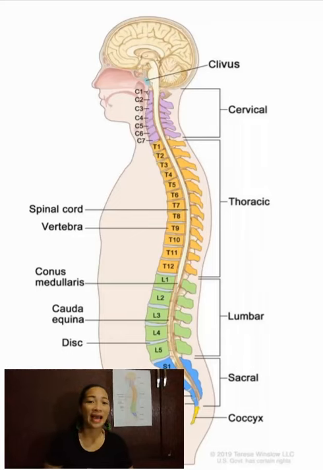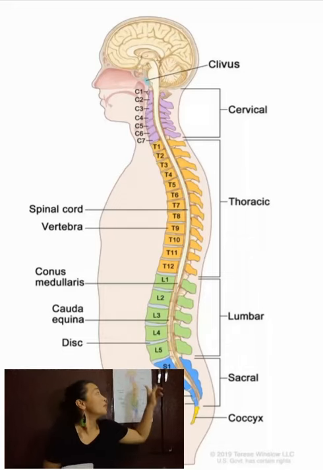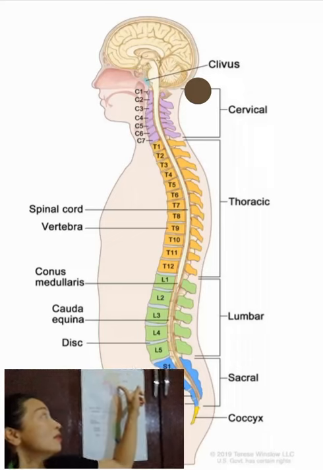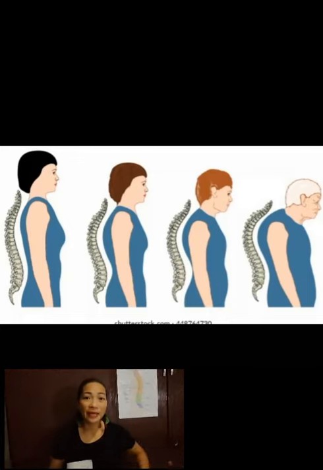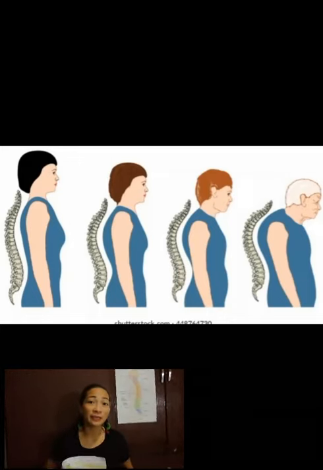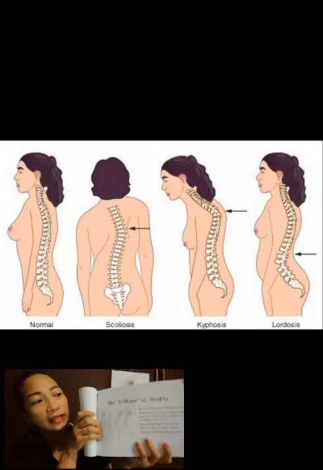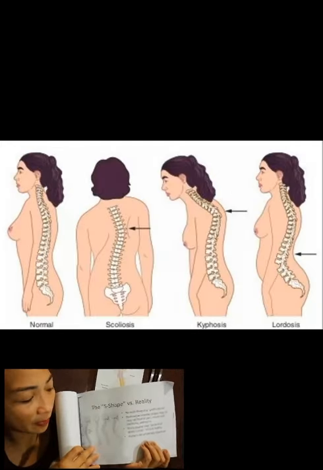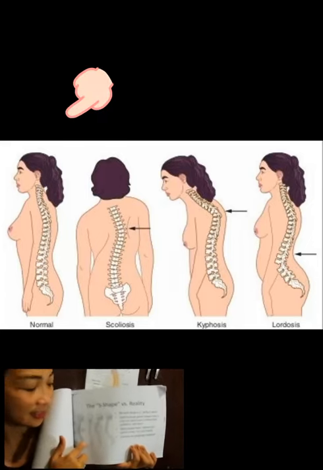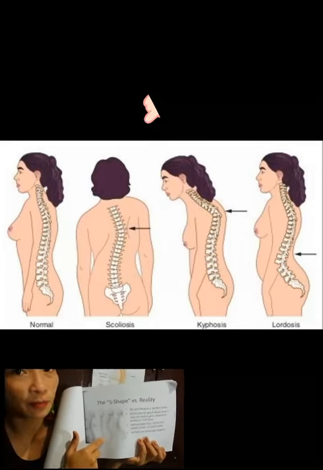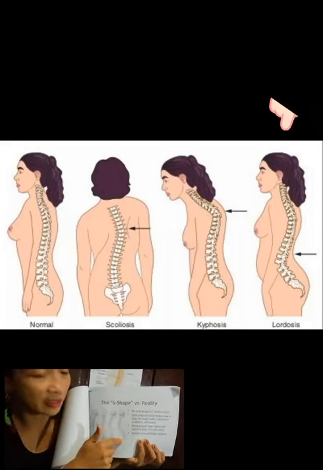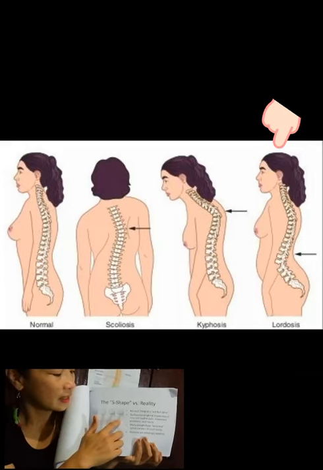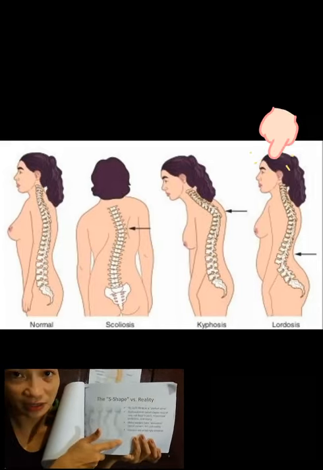What is a spine? A spine is made of muscle, bone, and tissue that reaches from the base of your skull down to the tip of your tailbone. As we age, our spine experiences wear and tear. So these are the shapes of our spine. The first one is our normal spine. The second is the scoliosis spine. The third is the kyphosis spine. And the fourth is the lordosis spine. This spine is normally the spine of a dancer.